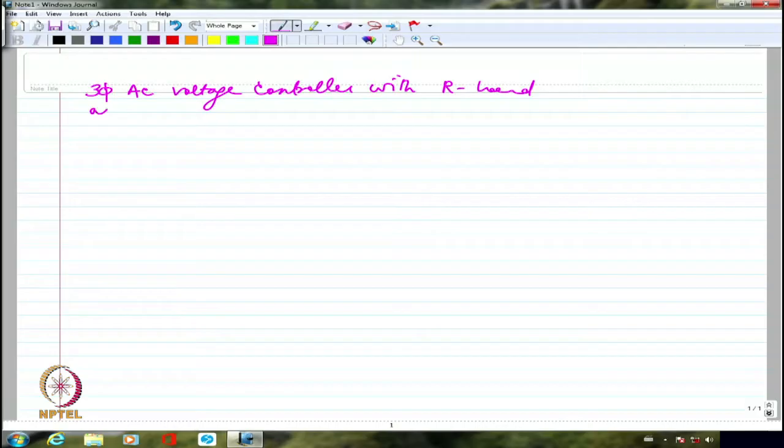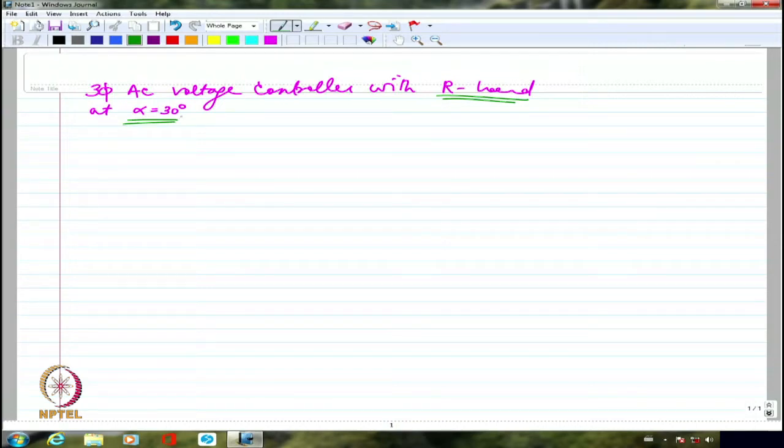So we'll look at it for a firing angle of 30 degrees, which will probably tell you how you are really having variations in the voltage waveform. So let me try to take it for alpha equal to 30 degrees for R load. Then we will proceed to RL, and with that we will conclude the AC voltage controller. We are not going to dwell on it for too long.